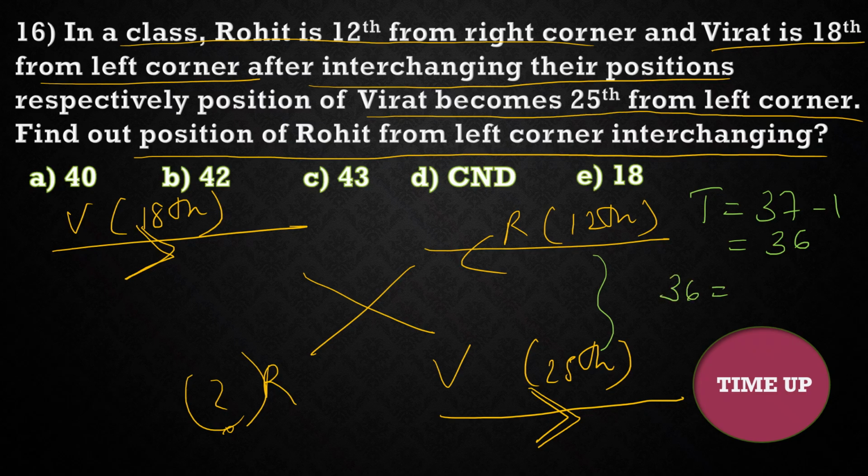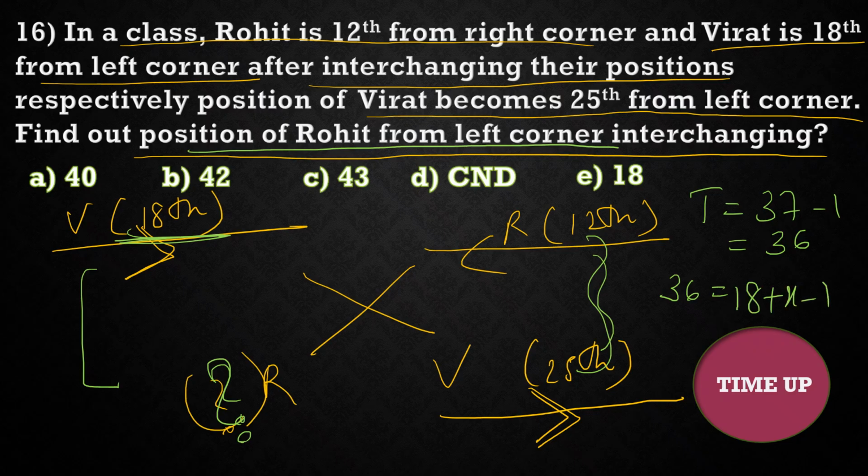But we want the position of Rohit from the left corner after interchange. This one. So what is left now? This information is already used. So come to this side. What is remaining here? This we need to find out. So the 18th you write plus x minus 1, as left is asked.